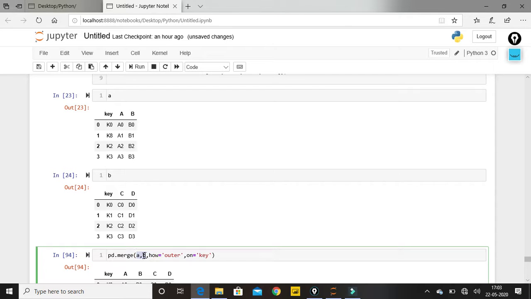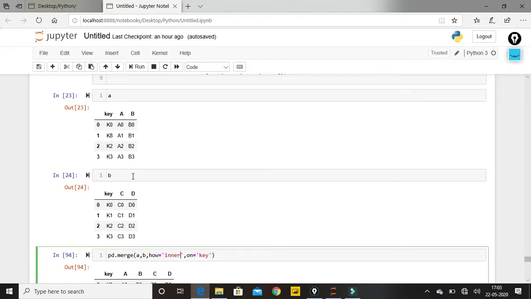And how will it merge? So for now I'll just write inner. I'll explain what this inner, outer and everything is. Those who know SQL queries, I probably think they should know this inner, outer, left, right, basically called join in SQL. So how will it do it? By using this inner and on equal to key. So it means it will take a reference column as key. Based on this column, it will merge our two data frames.